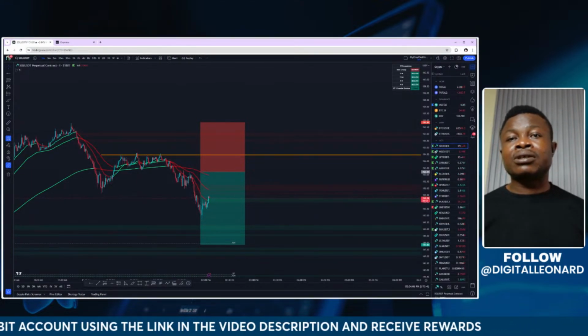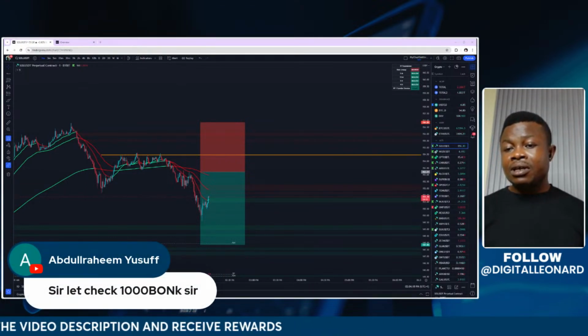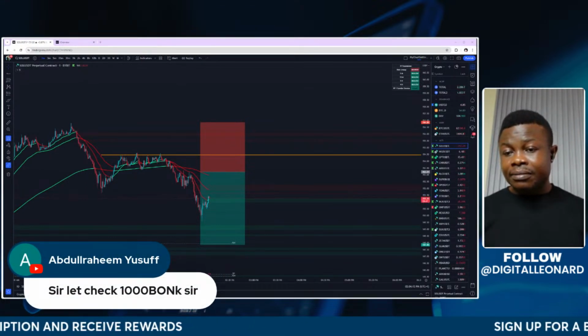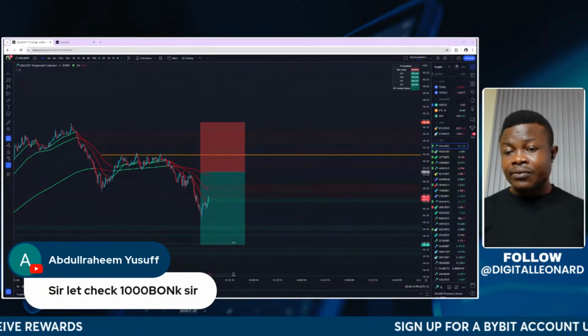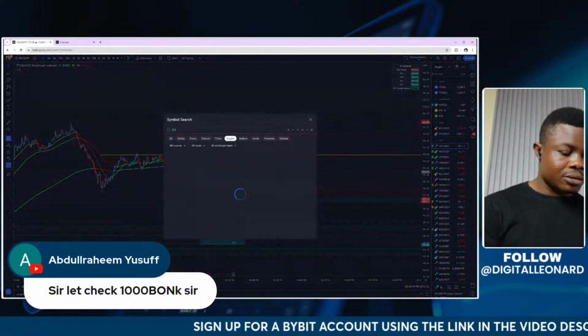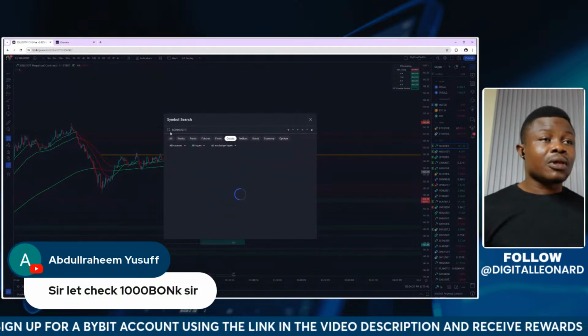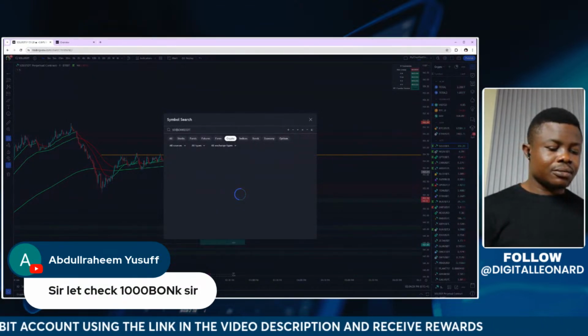So I think these are just the two tokens. Any token you want to look at, let me know on the chat. Let me see. For Yusuf, Bonk. Okay, let me quickly do Bonk for you. So that should be 1,000 Bonk.